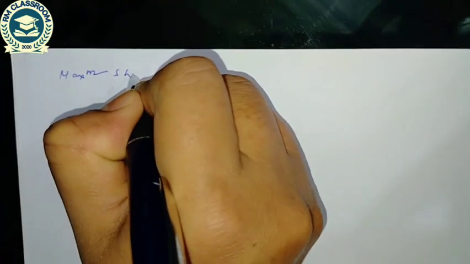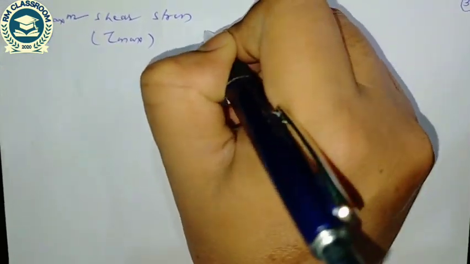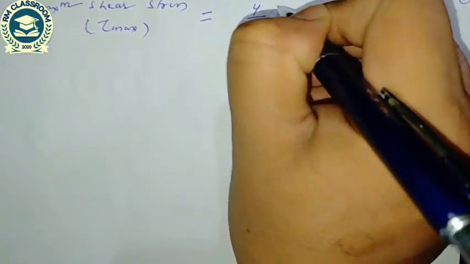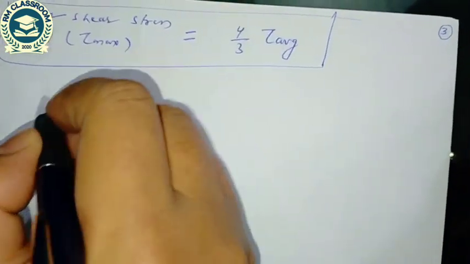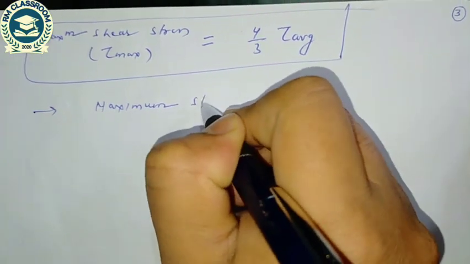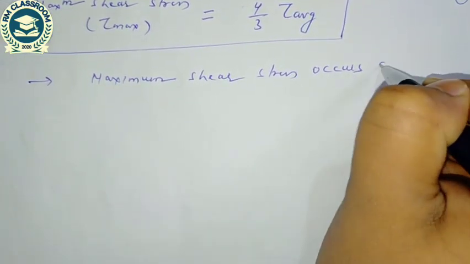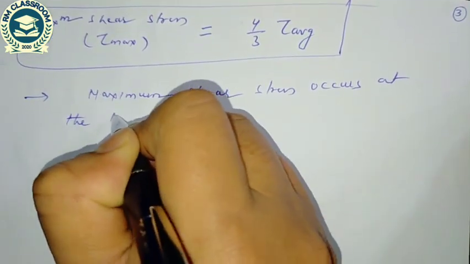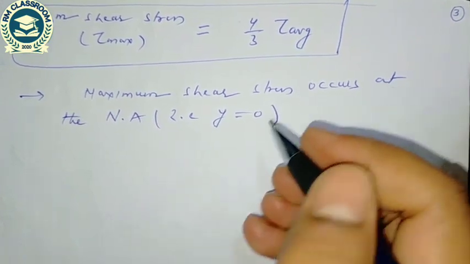So maximum shear stress occurs. How much? 4 by 3 into tau average. So this is the maximum shear stress, and the maximum shear stress occurs at the neutral axis, that is when y is equal to 0.